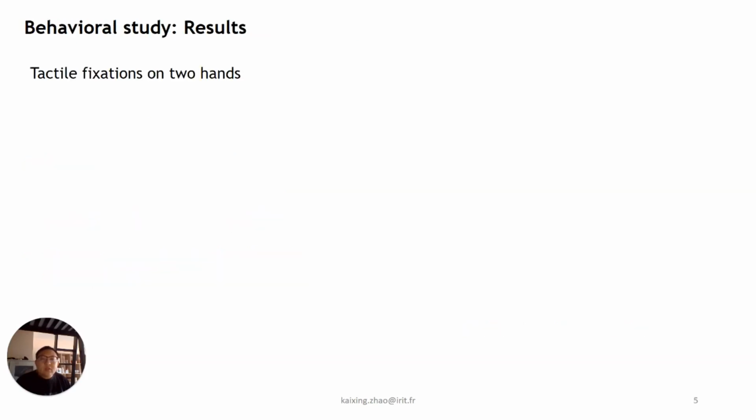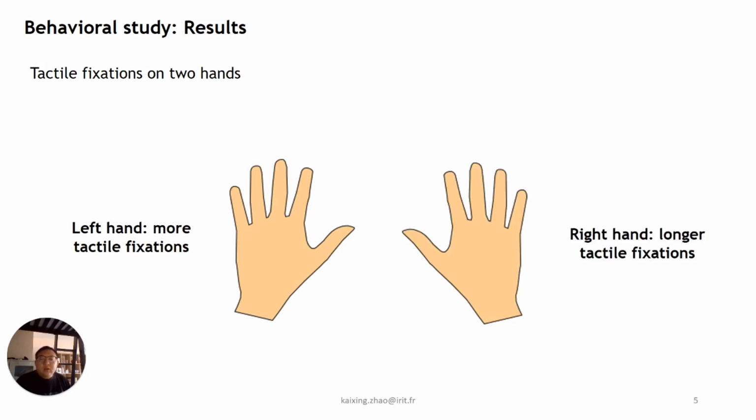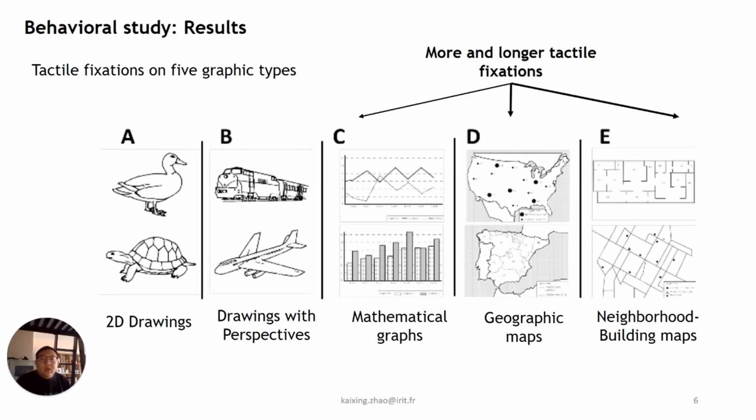By conducting a behavioral study involving 10 people with visual impairments, we found that there were always more tactile fixations on the left hand. However, tactile fixations on the right hand were generally longer. We also found significant differences between different types of graphics, and as shown in this figure, there were more and longer tactile fixations on mathematical graphs, geographic maps, and neighborhood building maps.